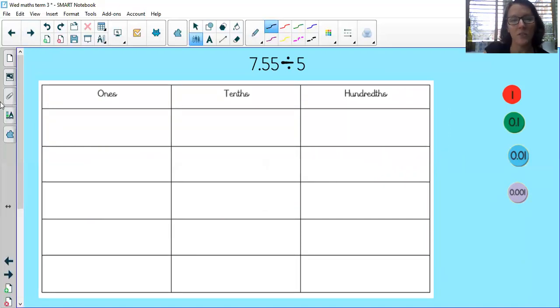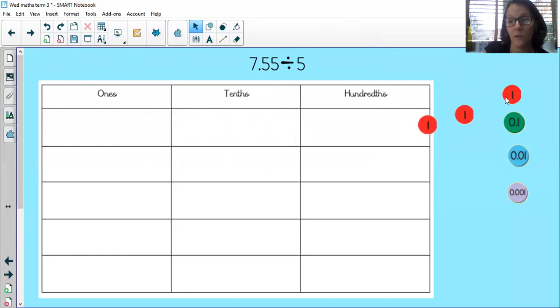Okay, so I'm going to start with my ones, and I'm going to see what number is in my ones. It's 7. Now look here at these counters. We can see the ones, can't we? So I'm going to get, first of all, 7 of those. 1, 2, 3, 4, 5, 6, 7. Okay, so now I'm going to divide them by 5. Now my last table just had 3 in, didn't it? But why has this one got 5? Because I'm dividing it by 5. So I can put 1 in each of these.